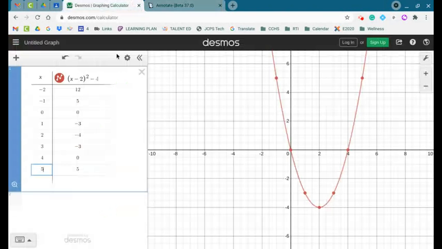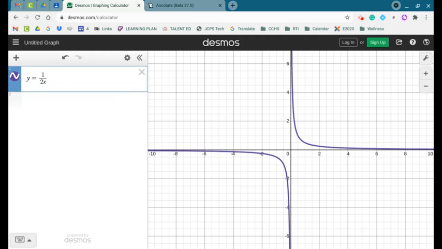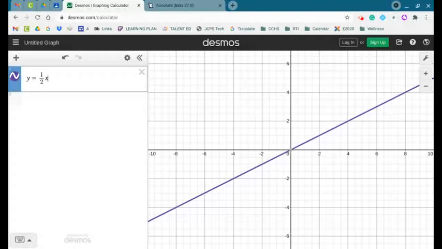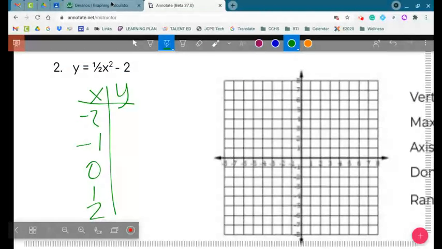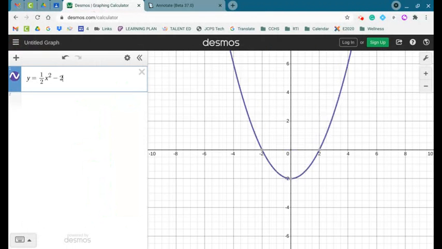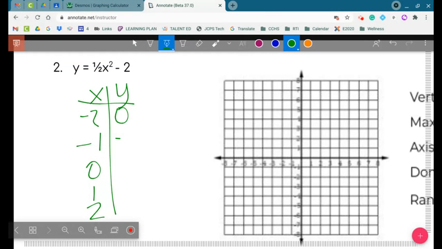Put it in our calculator. Okay, and that's our graph. So this one looks pretty clean. So you have 0, -1.5, -2, and then we go back to -1.5, 0.